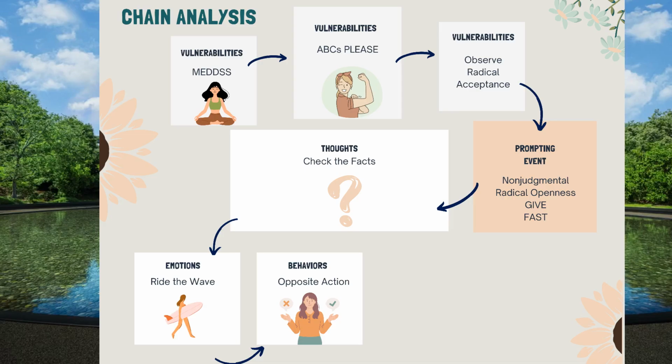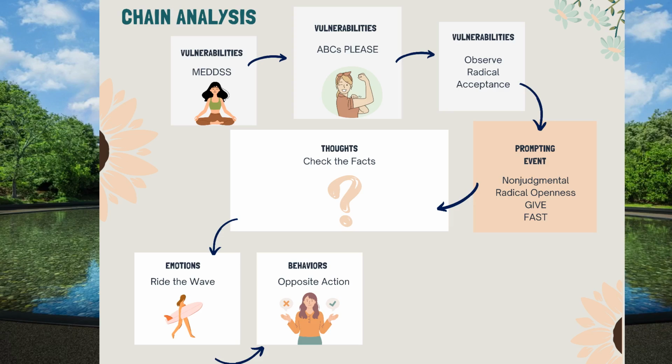The next thing you could do to reduce vulnerabilities is use the ABCs please skill. Some of these are duplicated in meds, but there are other things here too, like coping ahead so you can avoid issues before they become issues and avoid drugs and alcohol. I'm going to add the observe skill as another skill to help with vulnerabilities because observe is one of my favorites. If I'm observing, I can realize that everything is just what it is and not blow anything out of proportion. So I guess that's also radical acceptance.